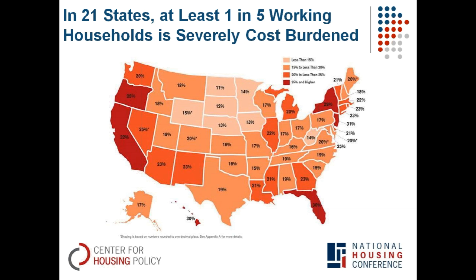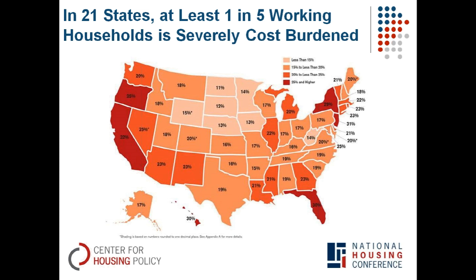And unsurprisingly, you can see that in some traditionally high-cost housing markets, like in California, Florida, New Jersey, you have at least 30% of the working households in these states who are spending at least half of their income on their housing. And as you move into the center of the country, you still see many states where these rates are still very high. In fact, in 21 states, at least 1 in 5 working households has a severe housing cost burden.